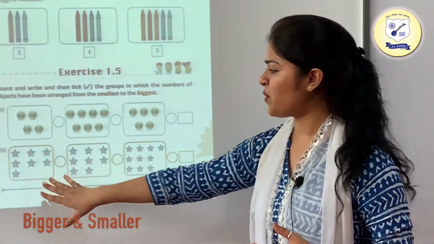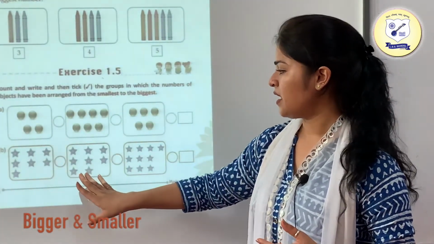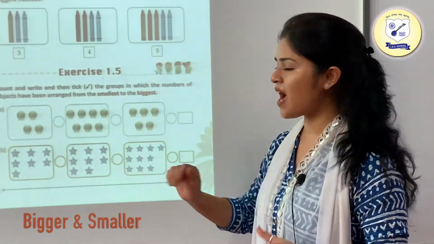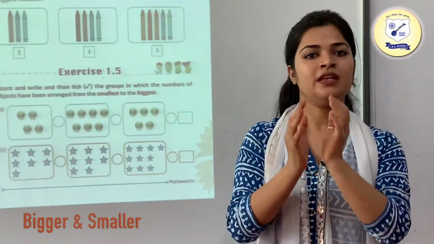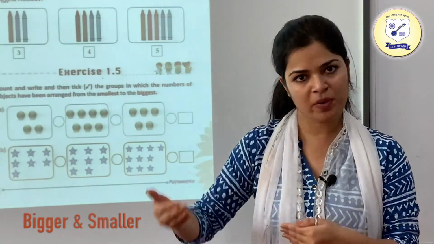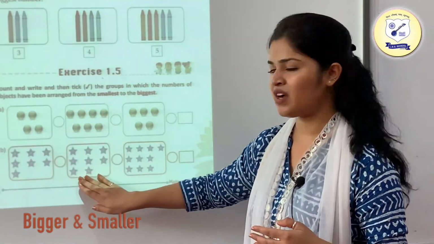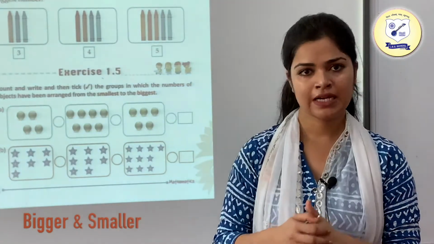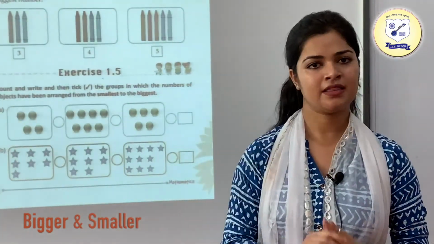10 over here. Here we were having 7 stars, here we are having 8 stars, and here we are having 10 stars. As you can see, now the number of stars is being arranged in the format of smallest to biggest. Here we were having 7, here we were having 8, and here we are having 10. So just put a tick in this box.